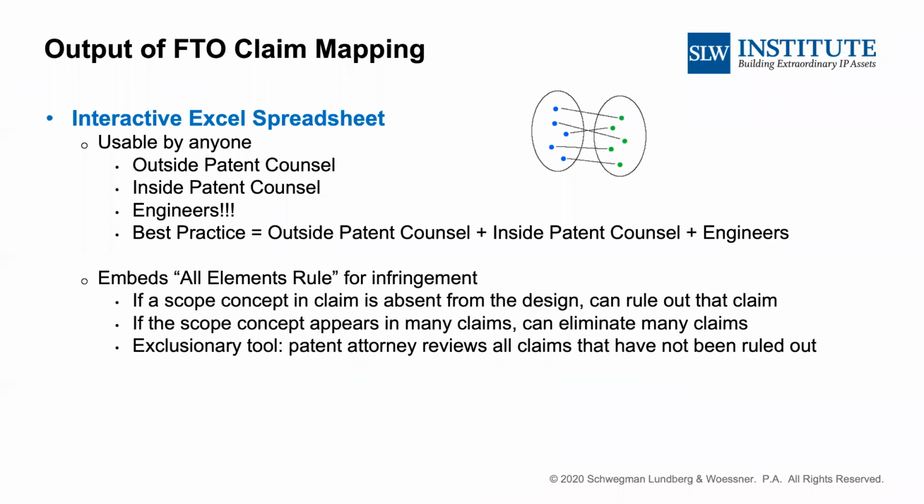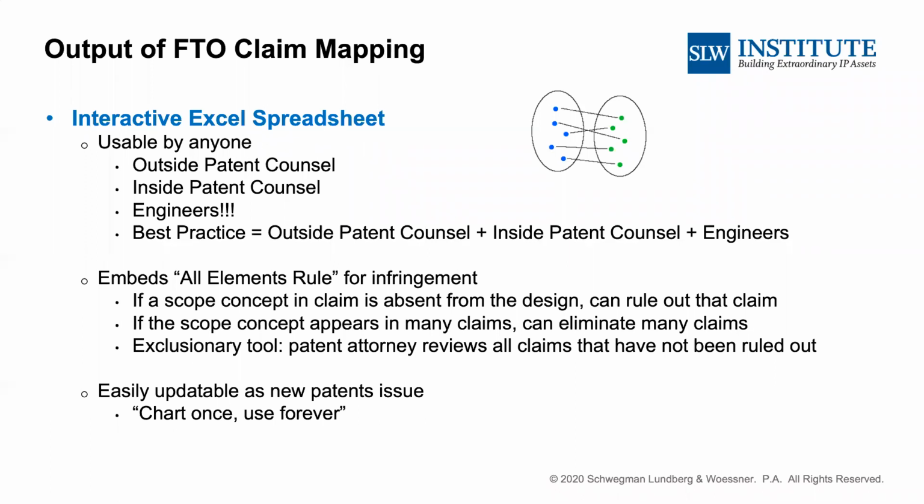So we use an Excel spreadsheet. It's usable by anybody. We embed the all elements rule for infringement. So as we said there, if you can knock it out as early as possible, if your engineering team says, no, we're not going to use it, you can eliminate that patent. You can, in fact, eliminate many, many patents. A lot of our FTOs may stop at this mapping phase if we've knocked everything out. And then we're able to save the client a fair amount of money.